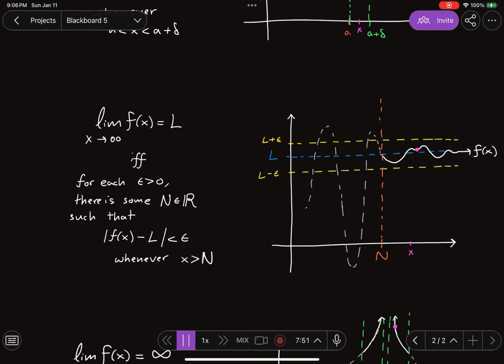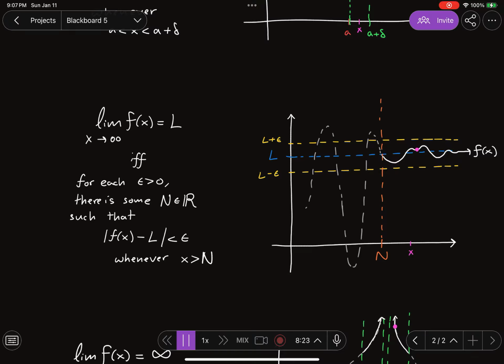Okay. So let me go over that again. The limit of f of x as x increases without bound is L if and only if for each epsilon bigger than 0, there is some big number n in the real numbers. We want to imagine this as a very big number. We're going very, very far down the x-axis, such that the distance between f of x and L is less than epsilon whenever x is bigger than that big number. So we're pushing x really, really far down the x-axis in the positive direction.